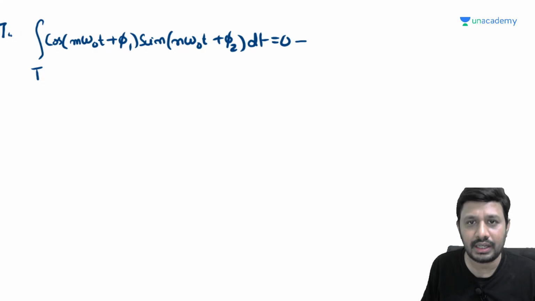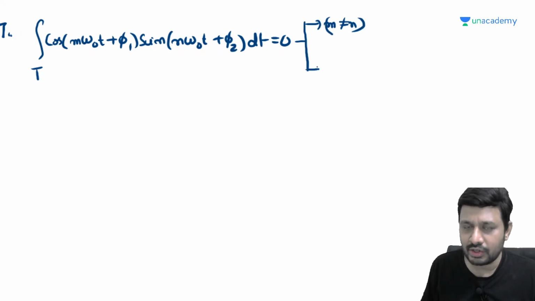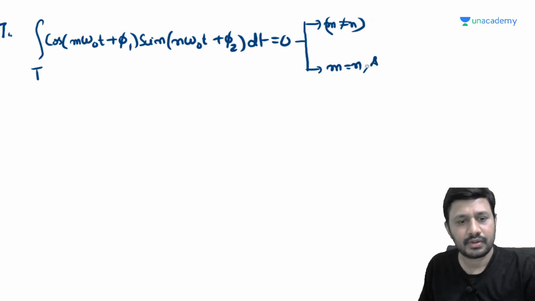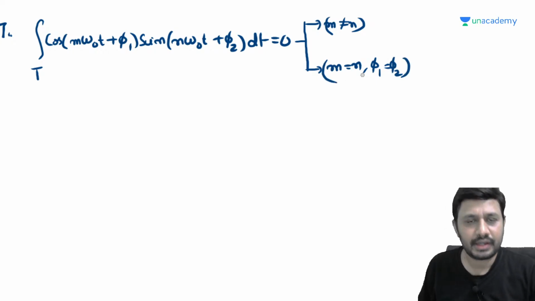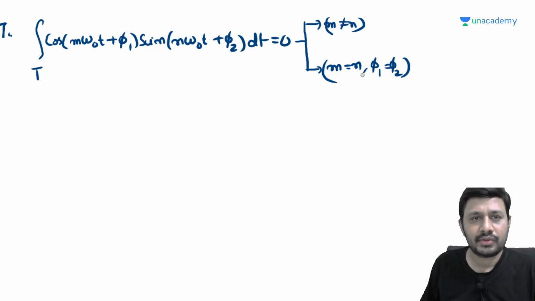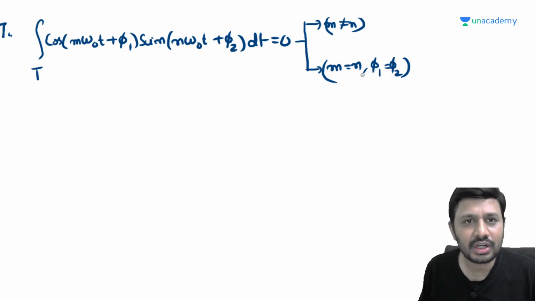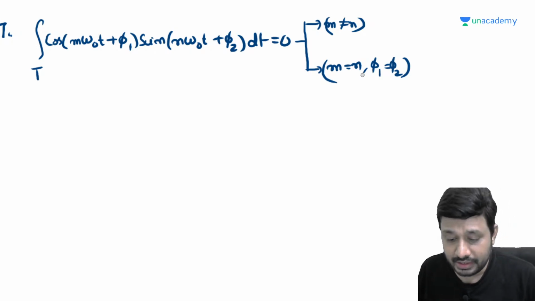When are they orthogonal? If m is not equal to n, if they have different frequencies, they are definitely orthogonal. And they are also orthogonal if they have the same frequencies and same phases. So if you have a cos signal and a sine signal and they ask you to calculate the total power, observe whether they are orthogonal or not. If they are not orthogonal, you have to go by different means.